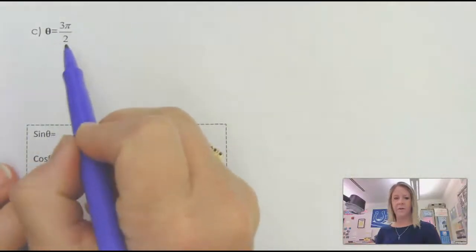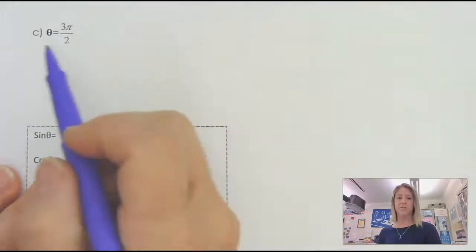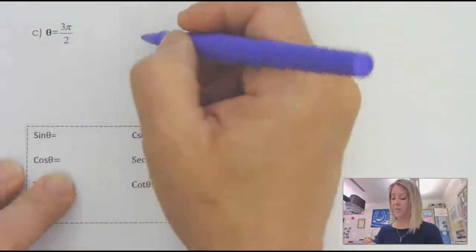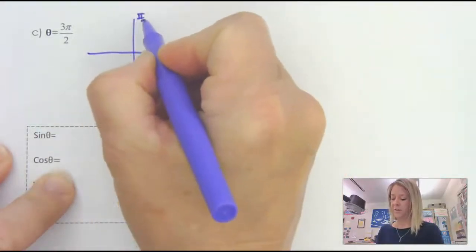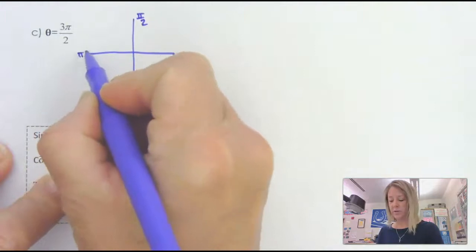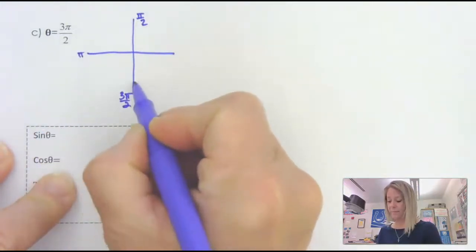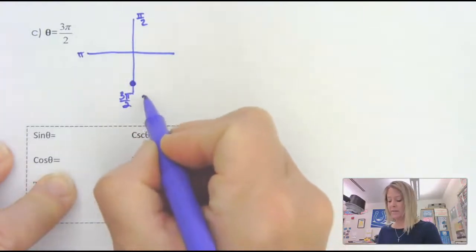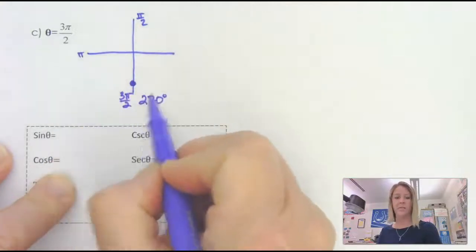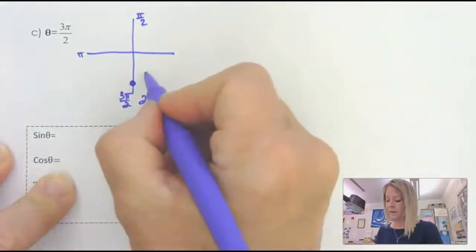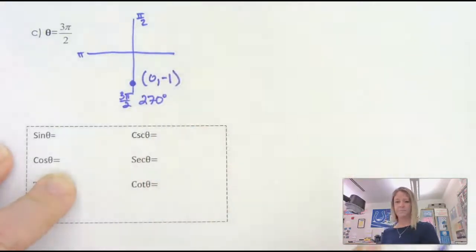All right, so our last one here is 3 pi over 2. A full circle is 2 pi or 4 pi over 2, so we're still within a circle here. This is pi over 2 here. This is pi, 2 over 2. Here's my 3 pi over 2. It's down at the bottom. That's also the same as 270 degrees. These always go by 90s: 90, 180, 270, 360. This ordered pair goes over 0, down 1.